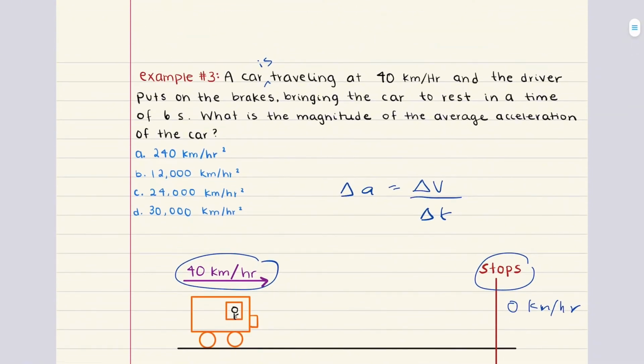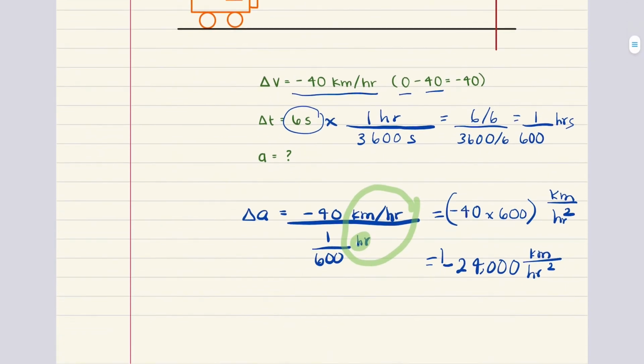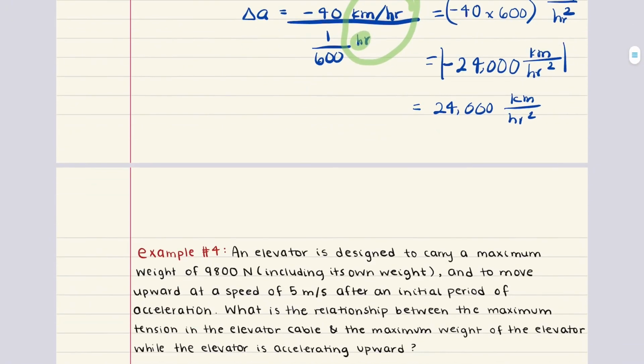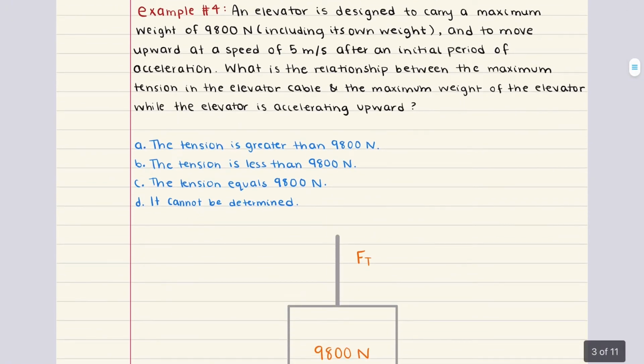Now, in the problem, we're asked for magnitude, which means we're going to take the absolute value of this, and that gives us 24,000 kilometers per hour squared. And that best aligns with answer choice C. So 3 is C. Let's do problem 4 next.